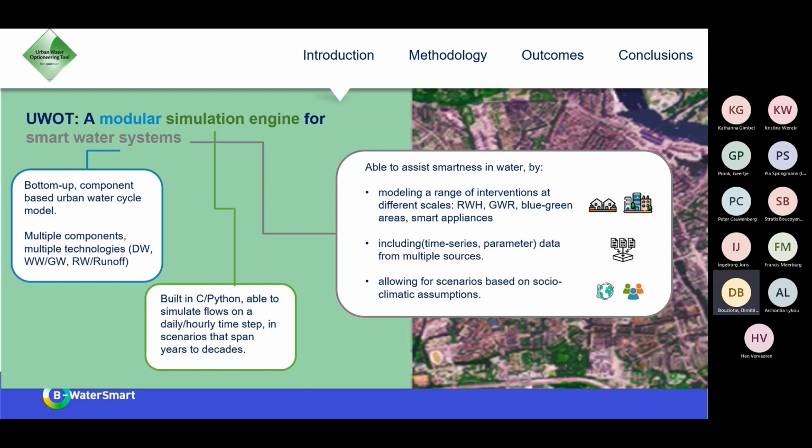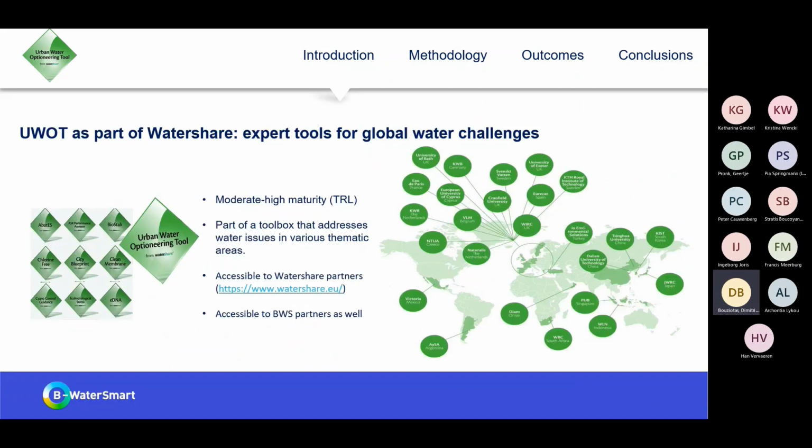It is also able to include data from multiple sources, including sensors. And finally, it provides functionalities for scenario-based modeling, either by changing technologies or by changing the driving factors of demand and the availability for water, for instance, based on social or climate data.